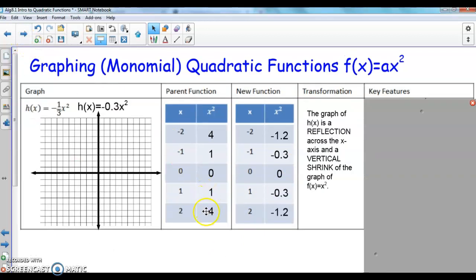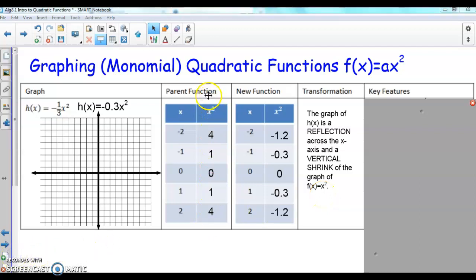Okay, now let's take a look at this example. In this example, the value of a is negative. So if you remember, I said earlier that if a is negative, then the graph is reflected across the x-axis. Now, the value of a is -1/3. In decimal, that's equivalent to -0.3. And since this decimal is between 0 and 1, then the new graph of h of x is a vertical shrink of the graph of f of x equals x squared.